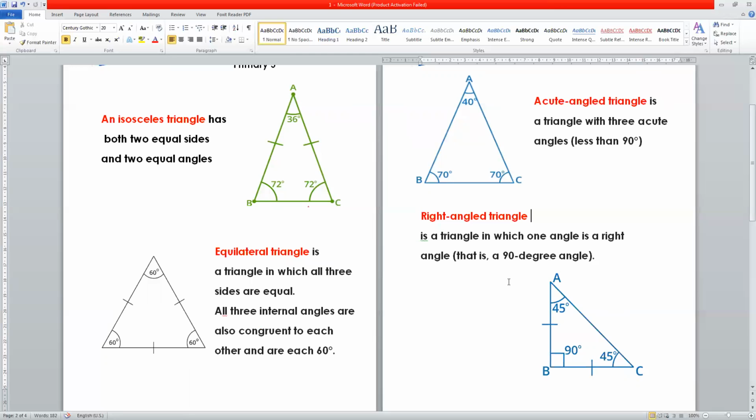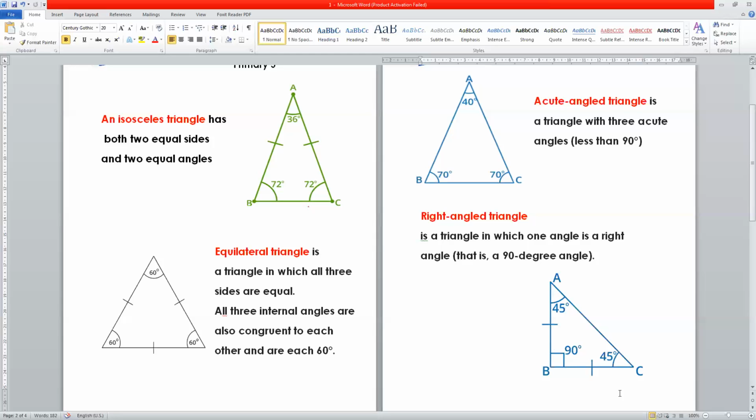The fourth type of triangle is the right angle triangle. Now, a right angle triangle is a triangle in which one angle is a right angle. That is a 90 degrees angle. Now, you can see the sum of all angles inside of a triangle has to be 180 degrees. So if this one is already 90 degrees, the other 2 have to make 90 degrees. It can be this one.